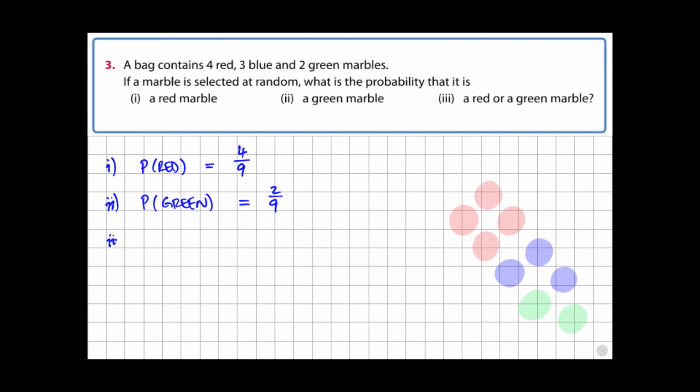The last one there is what's the probability of getting a red or a green marble? So in order to get a red or a green marble, you'll have 1, 2, 3, 4, 5, 6. So 6 out of 9. So the probability of a red or green will be 6 out of 9. And we know 6 out of 9 simplifies down to 2 out of 3.